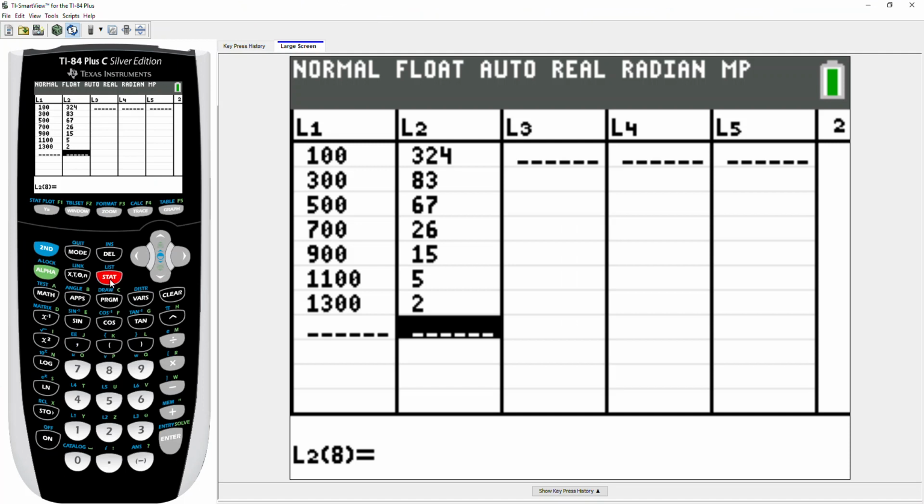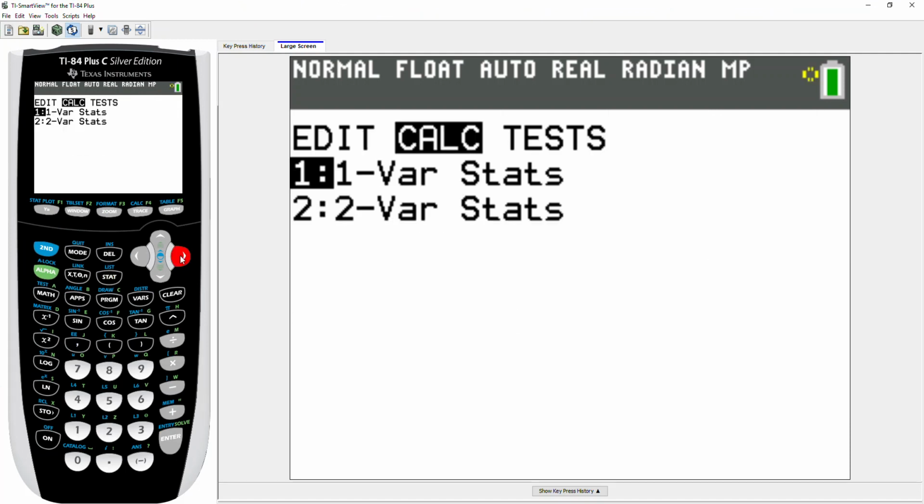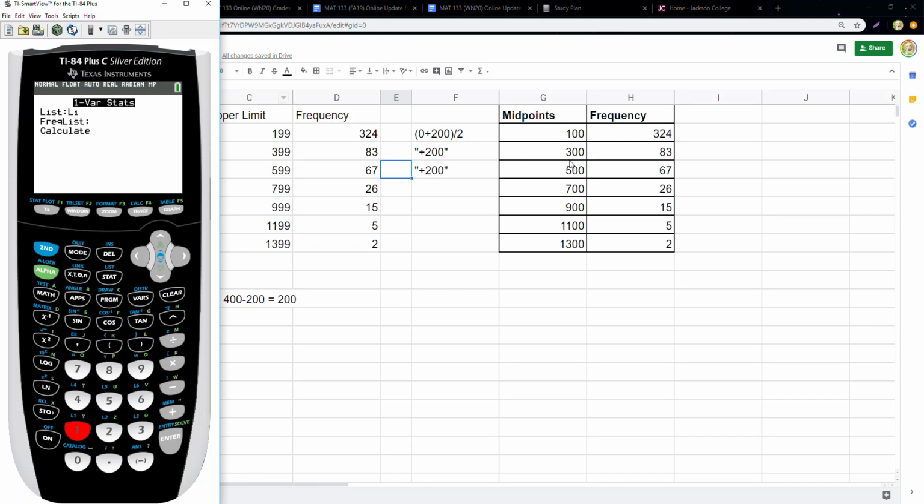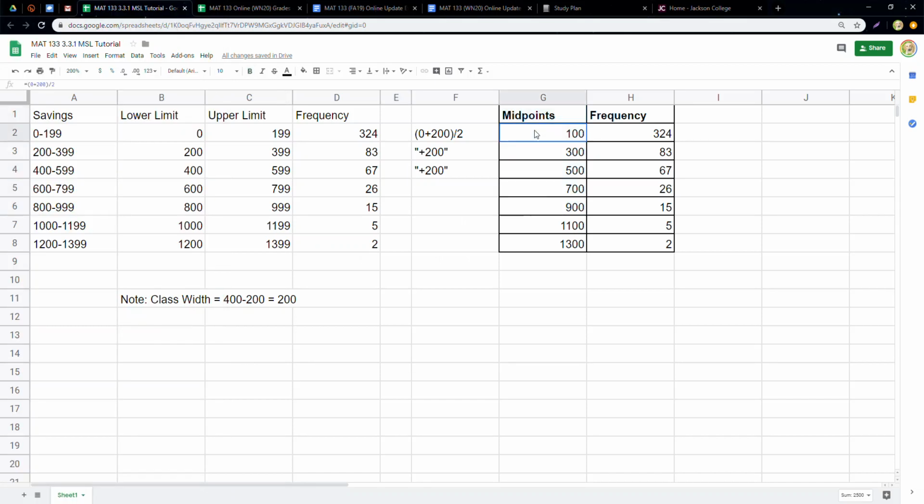Now I would go Stat, Calculate, One Variable Statistics. Now my data are in L1, so I want L1 because that's where my midpoints were. My midpoints are L1, so that's my variable, if you will. So that's good.